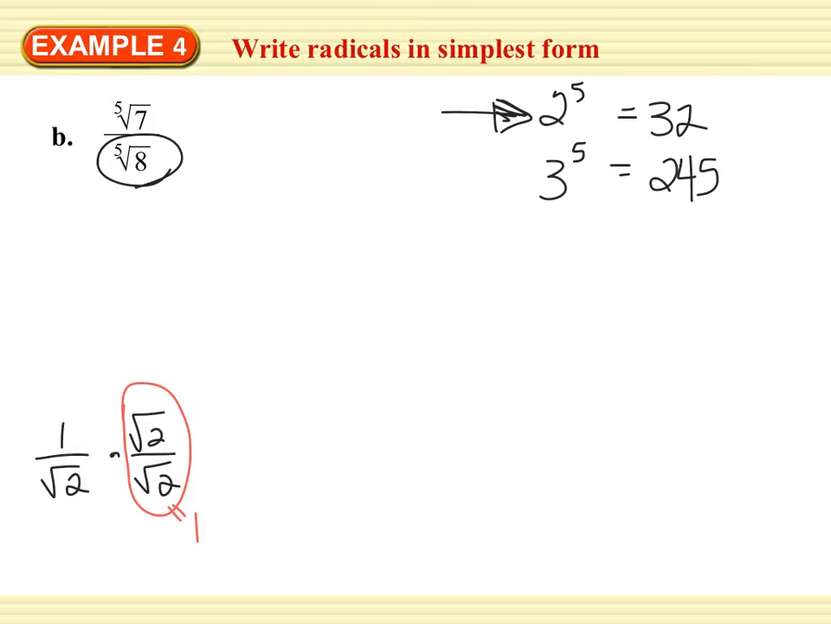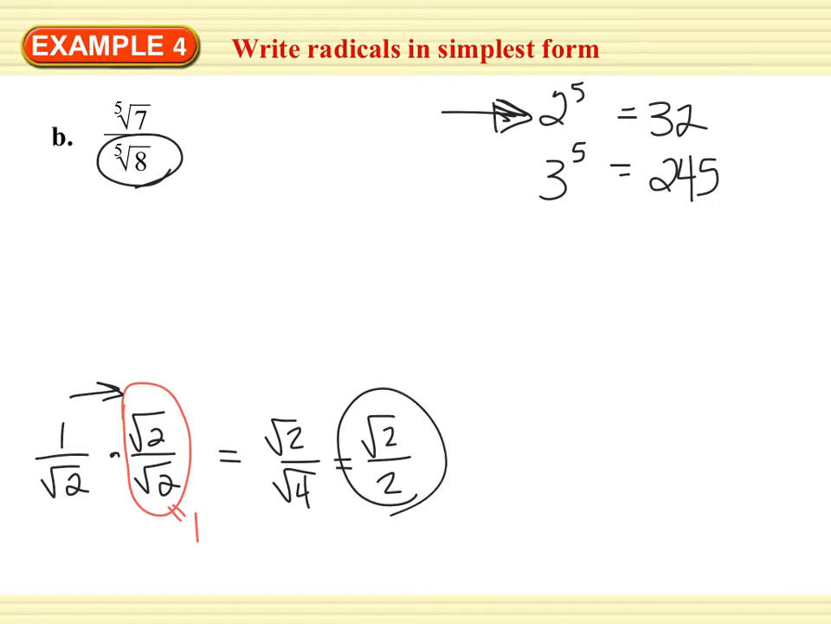So if I multiply the top and the bottom of the fraction by square root 2 over square root 2, remember I just multiply across the top, I get square root 2 over square root 2 times square root of 2 is square root of 4. Square root 2 over 2. And that is my rationalized radical. That's all well and good, but I really don't want to do this.